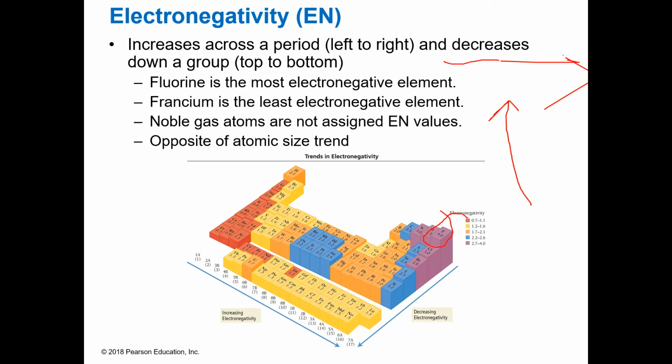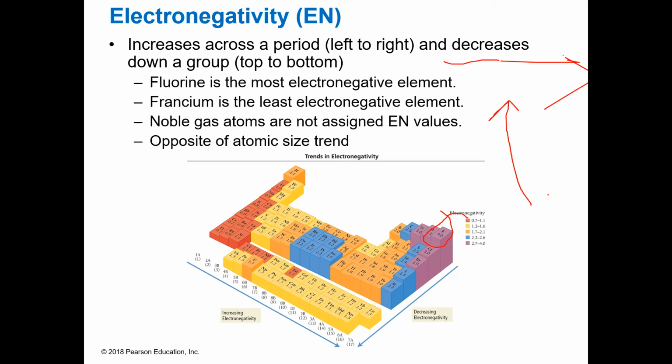Fluorine is your most electronegative atom. We don't include the noble gases here because they don't form bonds. They have 8 valence electrons. Helium has 2, so they don't need to form any bonds.